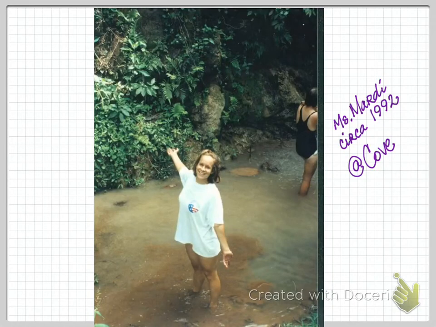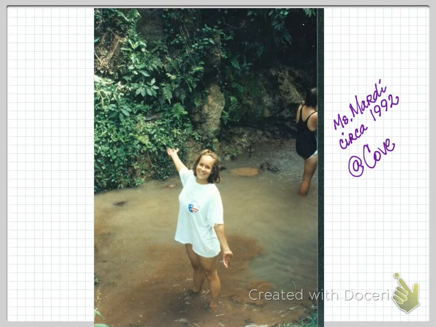And now for a special treat. This is me around 1992 in the village of Covey when I was serving as a Peace Corps volunteer. I am wearing shorts in this picture. I just had a huge t-shirt on.